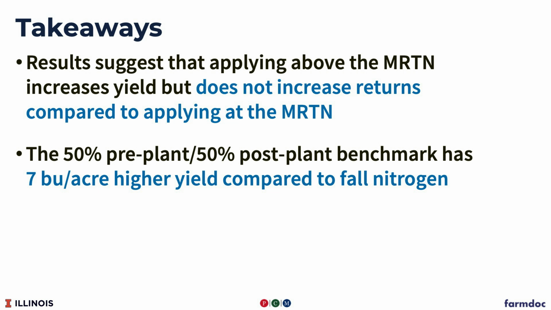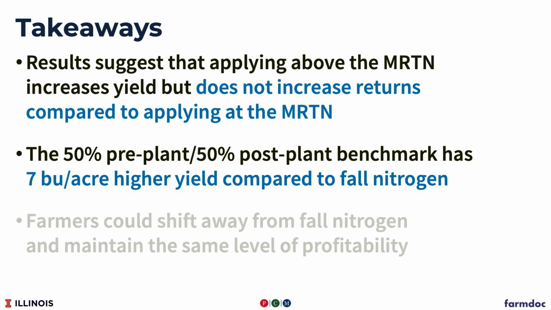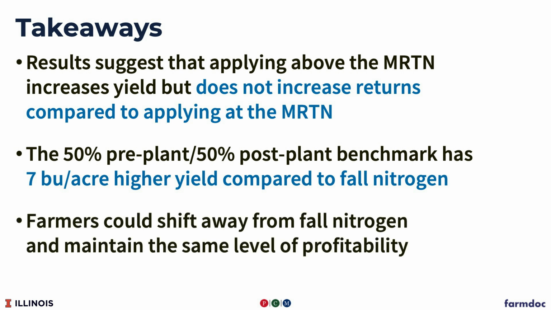Although it may seem like fall is the most cost-effective, when we look at the trends of nitrogen price, this isn't what we find in the data set. If we're applying fall nitrogen when nitrogen is theoretically cheapest, but we're losing some of that nitrogen and also having to pay for an inhibitor, what we're actually finding is that it's no more profitable than applying nitrogen in the spring. So farmers could shift their nitrogen away from fall nitrogen to some sort of spring application and maintain the same level of profitability as with fall nitrogen. So those were our main takeaways from that study.